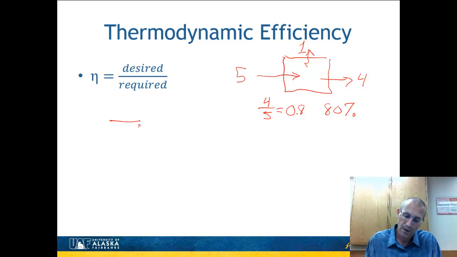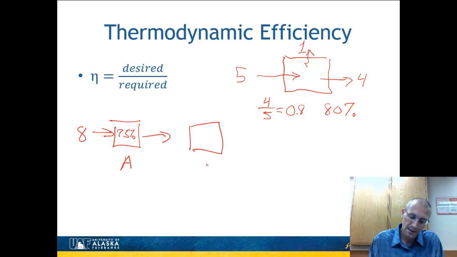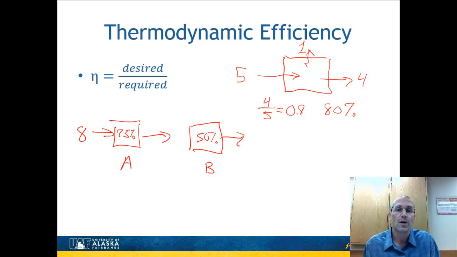Let's look at another example. Say I have system A right over here, and it is 75% efficient. I'm going to put 8 units of energy into that system. Then what comes out of there, I'm going to put into a second system I'll call B that is 50% efficient. And then we'll see what comes out on the far side. Well, if I put 8 units of energy in and it's 75% efficient, that means I will get 6 in this intermediate stage, and 6 going into my second system means that I will get 3 out.